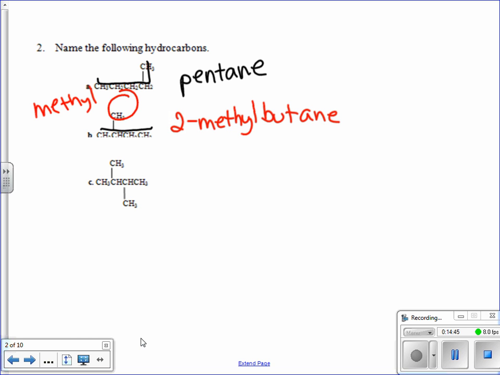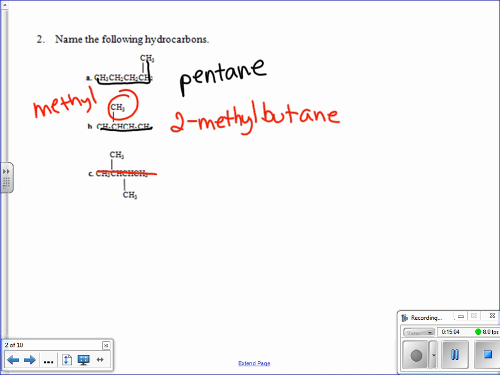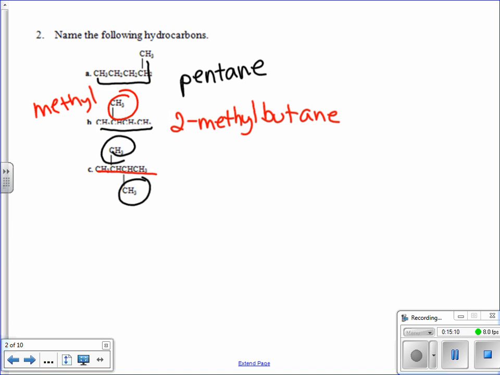Letter C. We have to find the longest continuous chain again. Yeah, it just looks like that straight chain is the longest one. And then we have 2 branches. Both our branches only contain 1 carbon, so they would both be called methyl. If we have 2 methyl groups, they would be dimethyl. So now we have to tell where they're located.